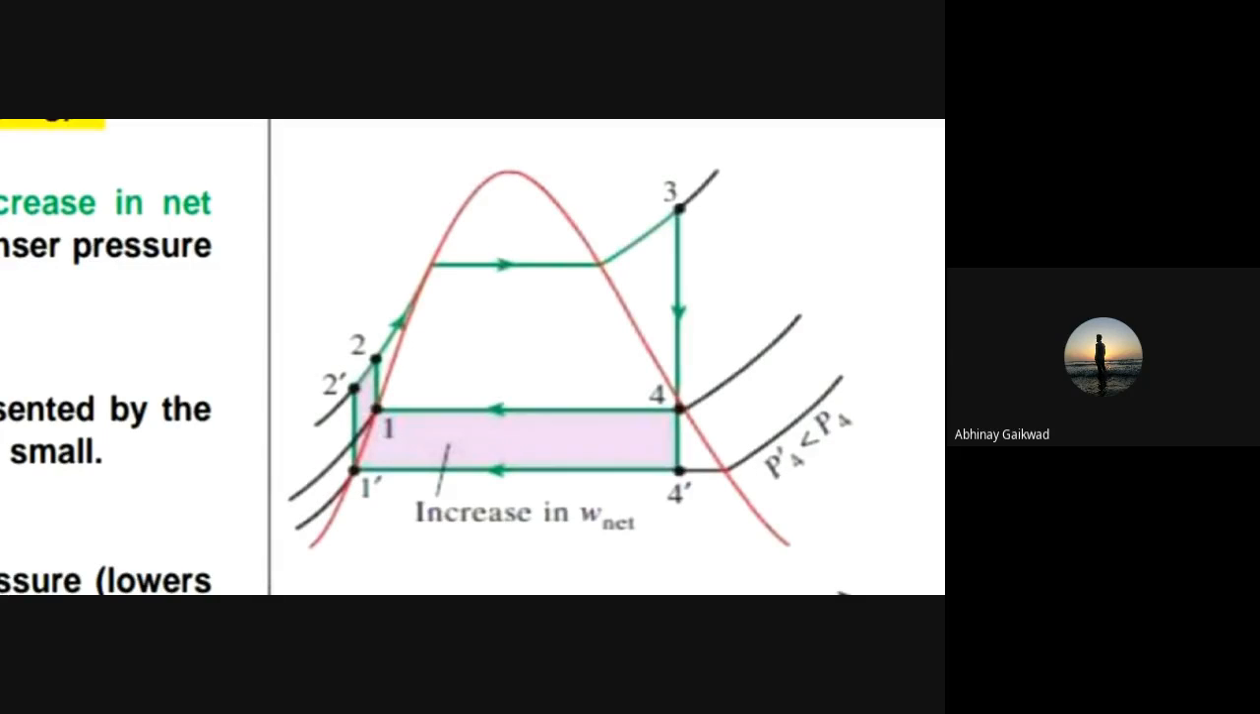Now here the increase is very small, because W net is increased, and our heat input, that curve 2 dash to 2, also increases, so the increase is very small. Thus the overall effect of lowering the condenser pressure is a slight increase in the thermal efficiency of the cycle. Okay, got it? How does it increase efficiency?